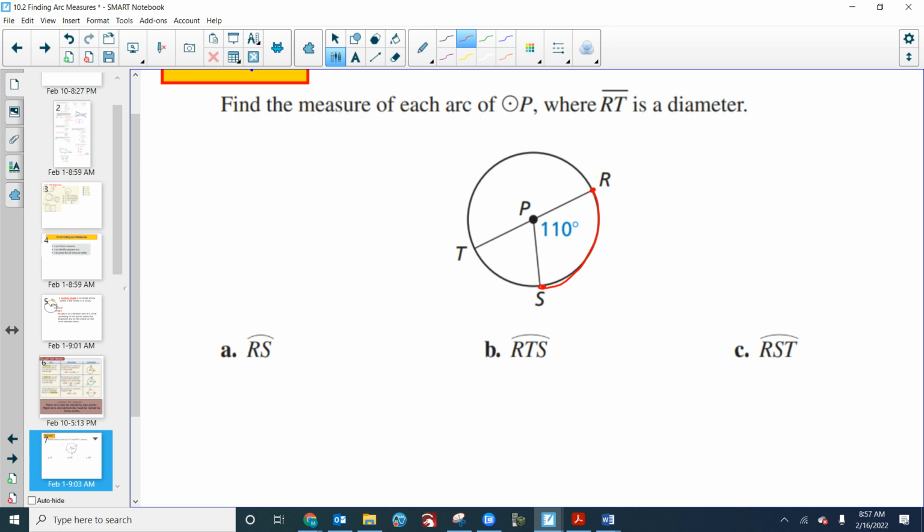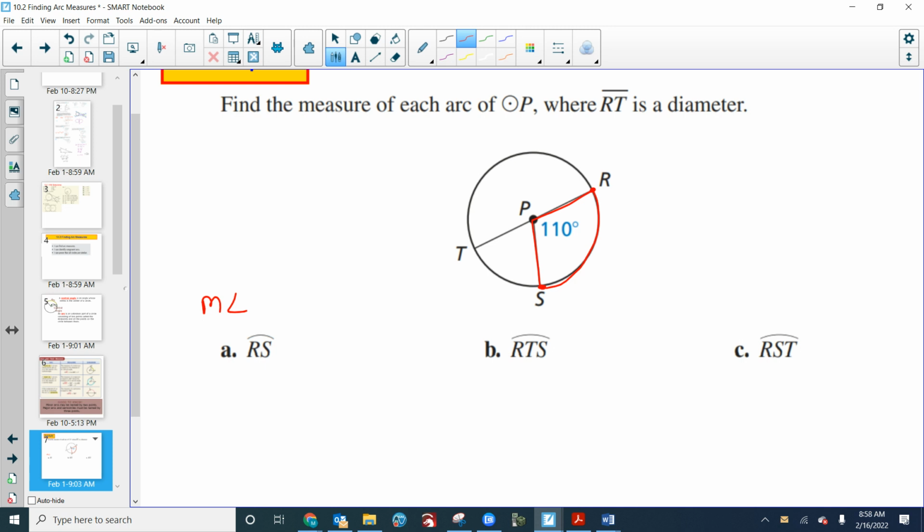So, do you agree this is arc RS? I just highlighted arc RS. So, two things we need to point out. Arc RS, or the measure of angle RPS. Does everybody agree? Angle RPS is the angle that connects the arc. Do you all see that? Be honest. Do you see it? Because the angle has two sides. Its endpoints are the endpoints of arc RS.